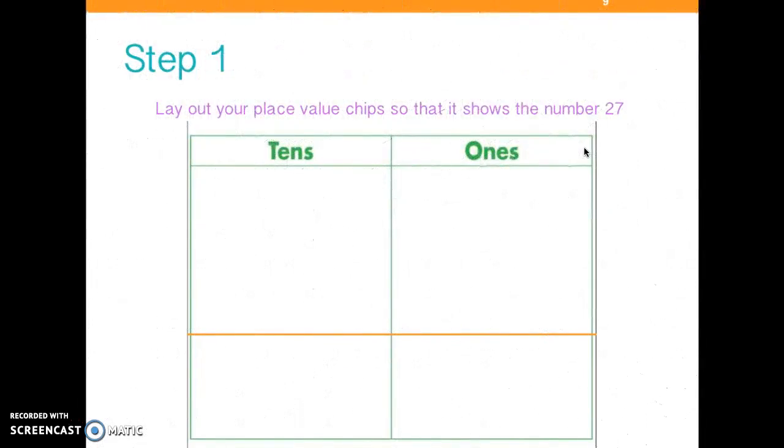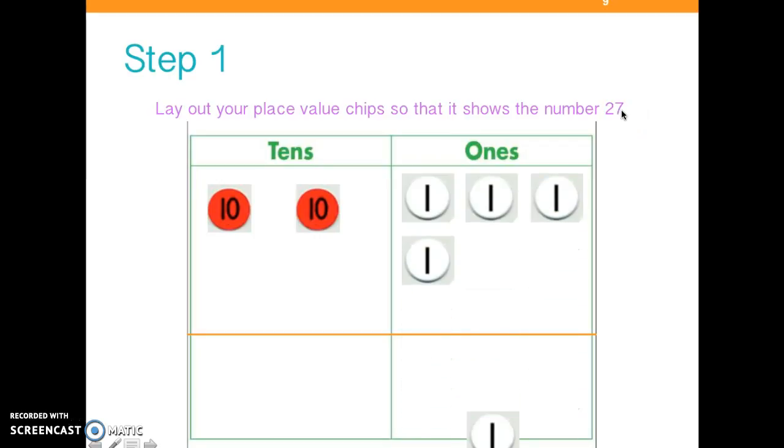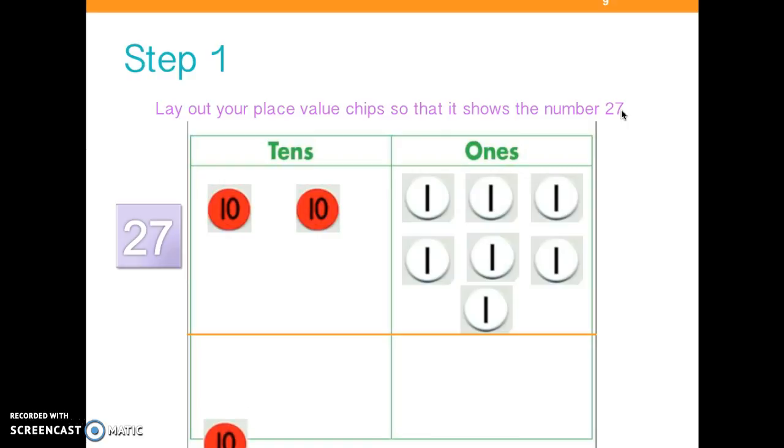So now we're going to try these together. So step 1, we're going to take the first one slow. Lay out your place value chips so that it shows the number 27. So for the number 27, we have 2 in the tens place and 7 in the ones place. So we should put 2 tens down. So there's 2 tens, and now we have 7 ones. 1, 2, 3, 4, 5, 6, 7. So we know we have 27 there.